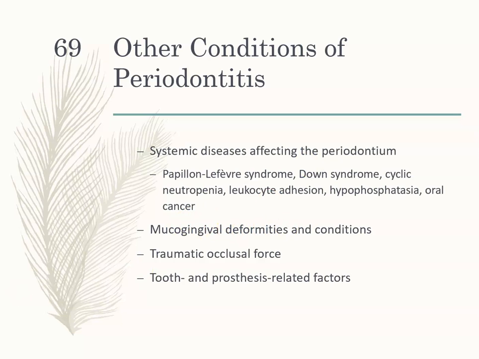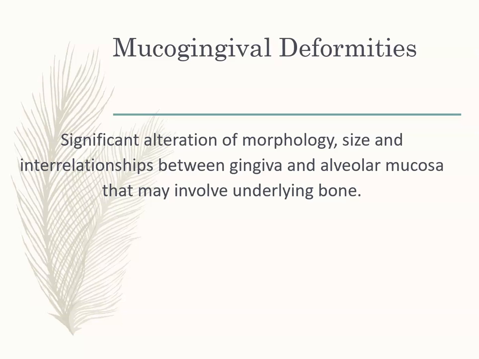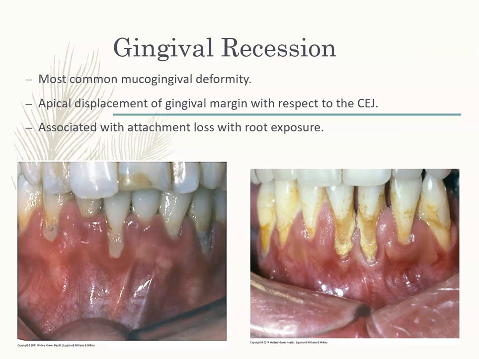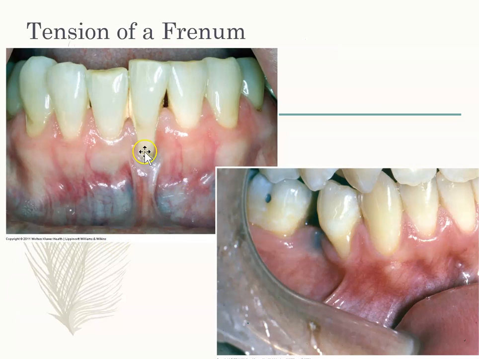Mucogingival deformities and conditions. So what does that mean? That basically means that there's something wrong in the gums and alveolar mucosa. So what could be something wrong? What could be a mucogingival deformity? Well, recession. Look at how severe these recessions are. That is considered a mucogingival deformity. Look at the frenum. The frenum is pulling on the gum, causing a recession. Again, that's a mucogingival deformity.